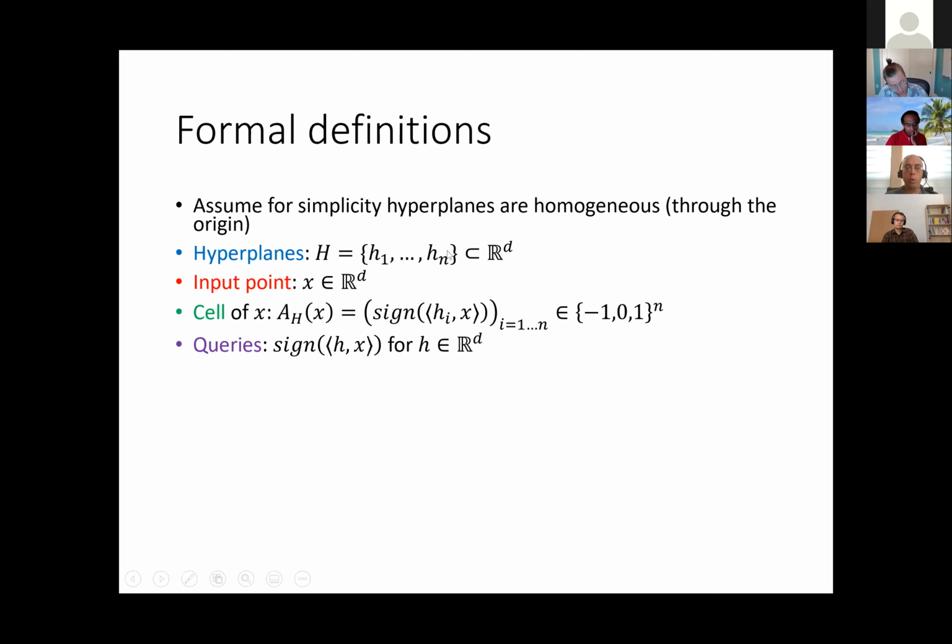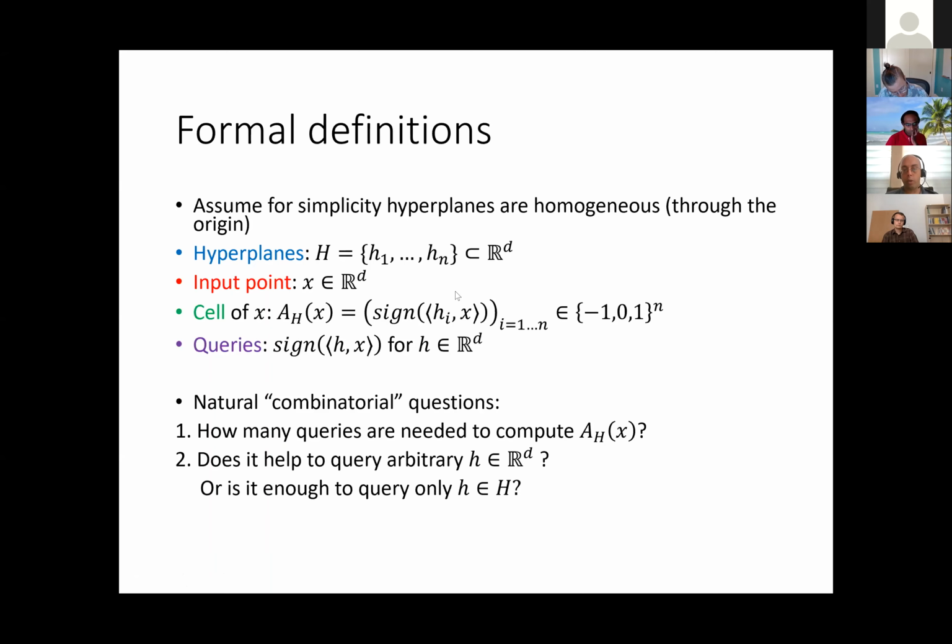And there are going to be two natural, let's call them combinatorial, questions here. One is, how many queries are needed to compute this function? Of course, one very naive way would just be to go through these hyperplanes one by one and compute the sign. That's going to be one way to do it. But we're going to see there are much better, much more efficient ways of doing that. And the other one is, does it help to query arbitrary h in R^d? Or maybe it's enough to just query h in H, or maybe something else that's slightly more general. So what queries should we make?